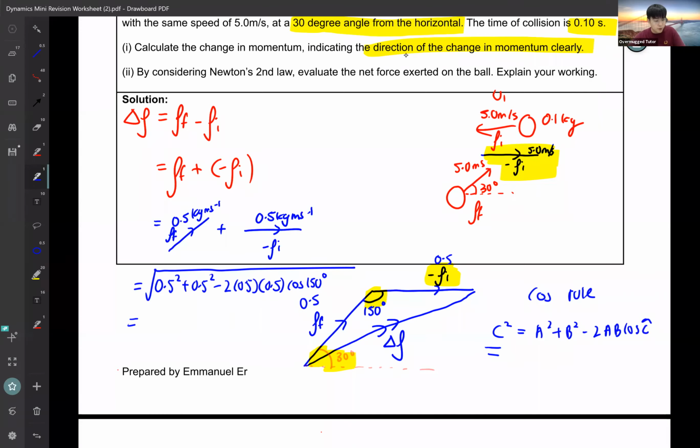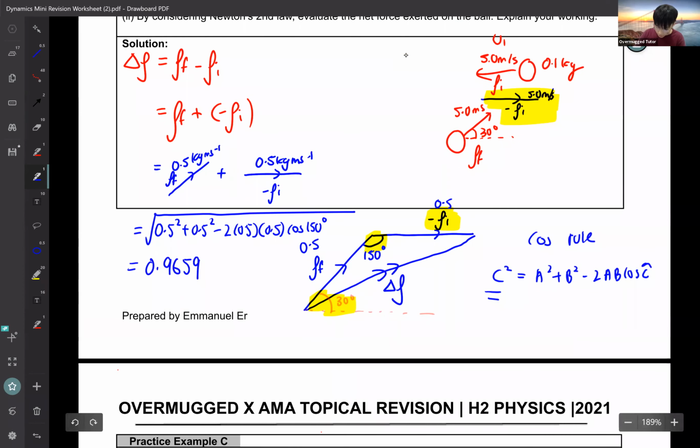Okay, I get 0.9659. Yeah, I get 0.9659 as my value. Okay, and this will be kg meters per second.